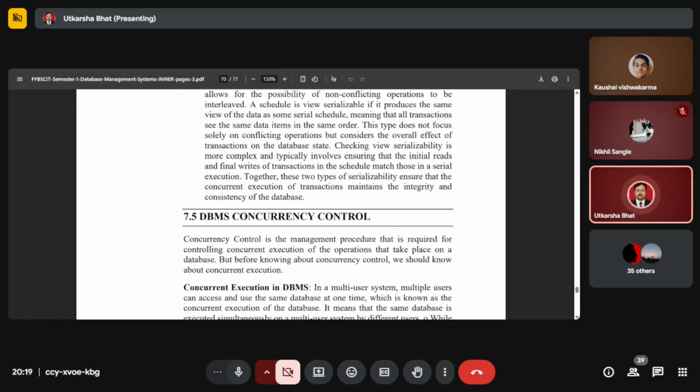Concurrent execution in a DBMS, what happens is that in a multi-user system, multiple users can access and use the same database at one time, which is known as concurrent execution of the database. It means that the same database is executed simultaneously on a multi-user system.